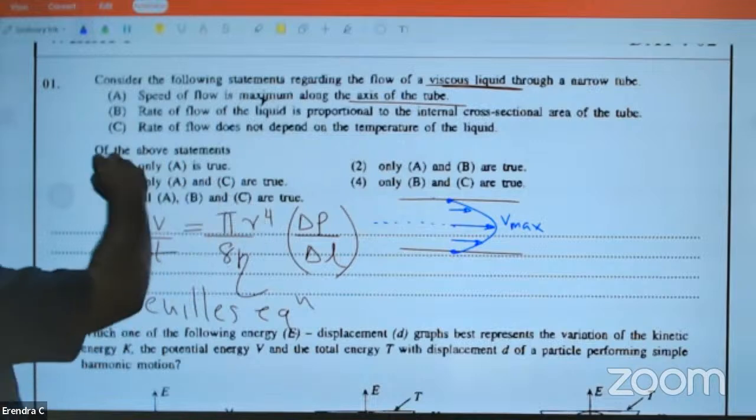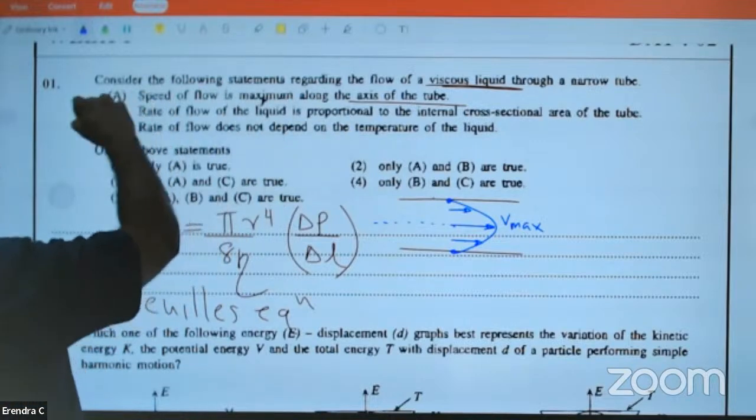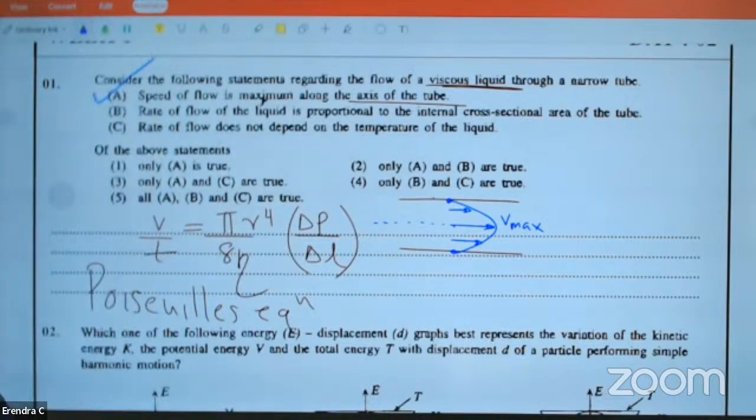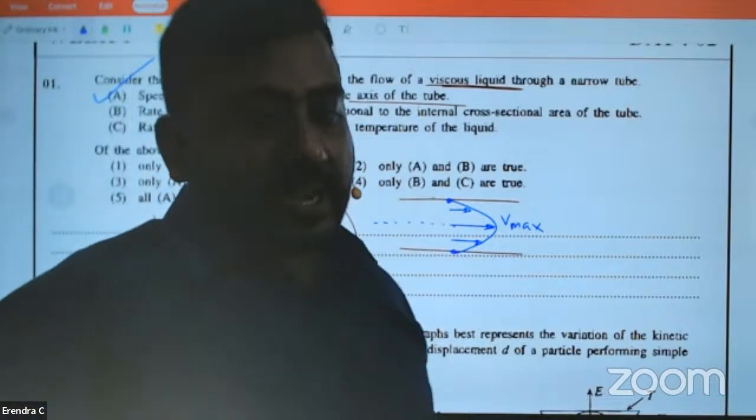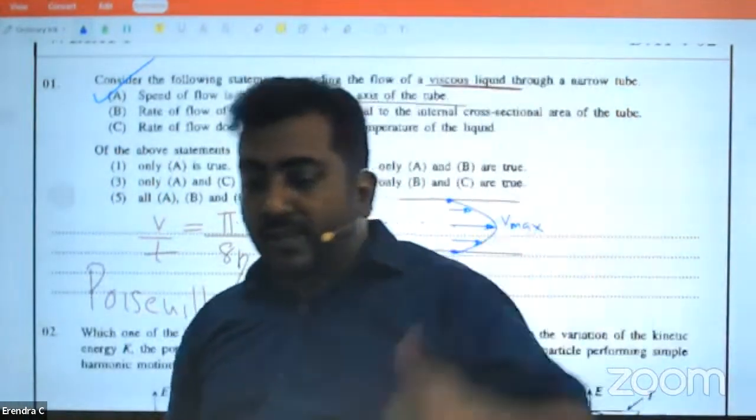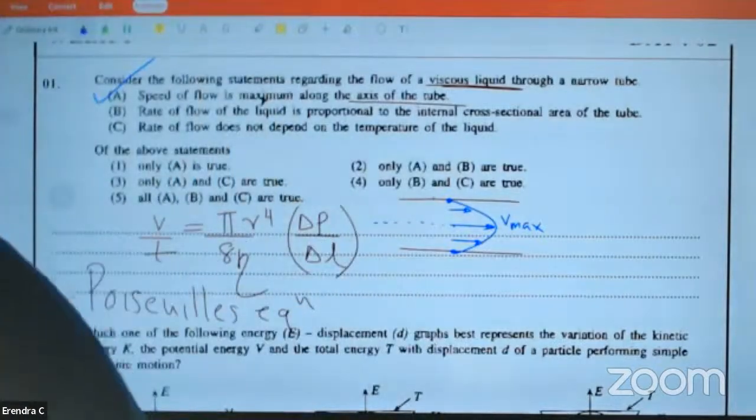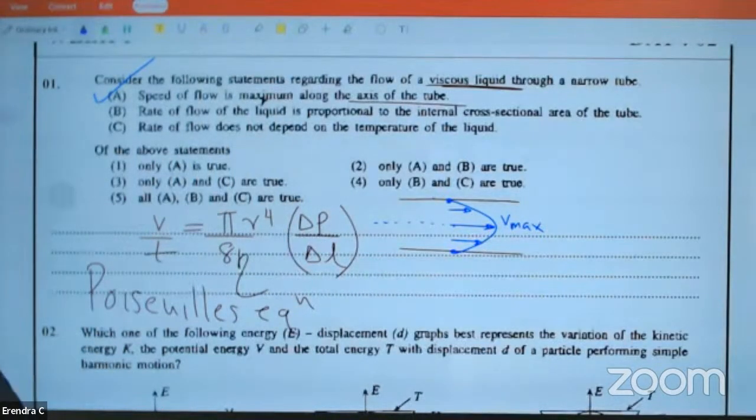So what can you say? Speed of flow is maximum along the axis of the tube. Statement A is correct. Quickly you can draw that. Draw with me.